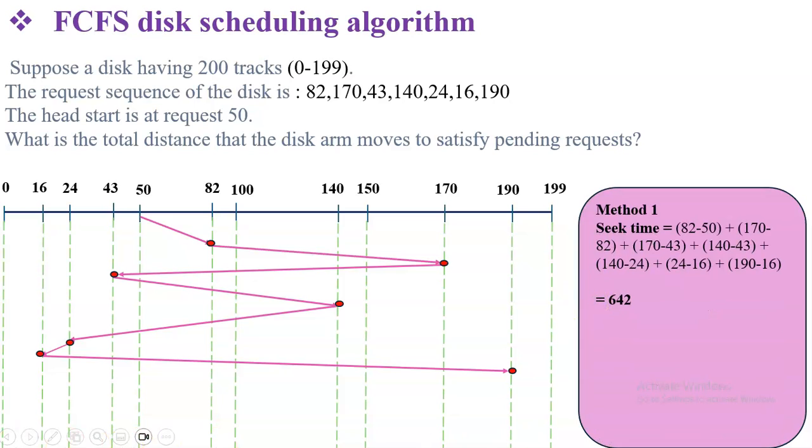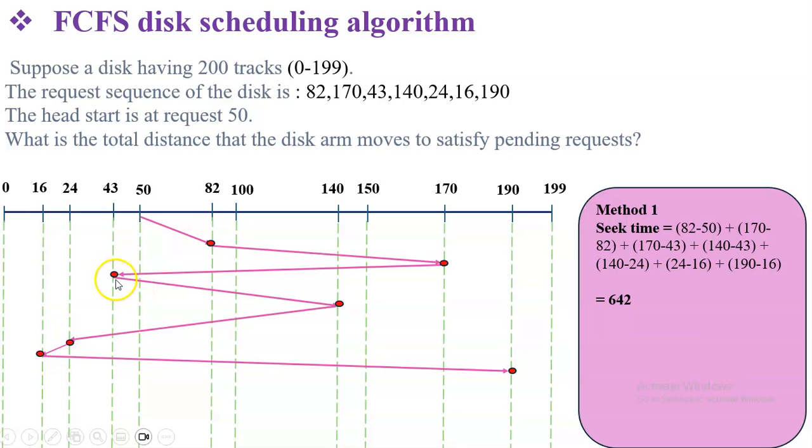So the first method is this. From 50, the first movement of the disk arm started from 50 to 82. We cannot say 50 minus 82 because it will be a negative movement. So we have to subtract the smaller number from the bigger one, that is 82 minus 50. Then we have to add that to the next movement, which was from 82 to 170, so 170 minus 82. Then comes the next movement, 170 to 43, so that will be 170 minus 43.